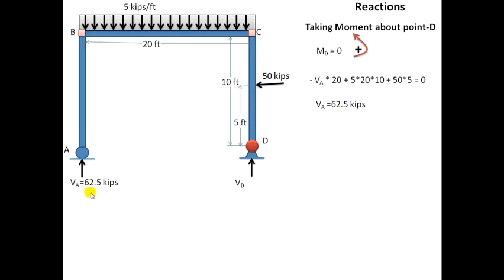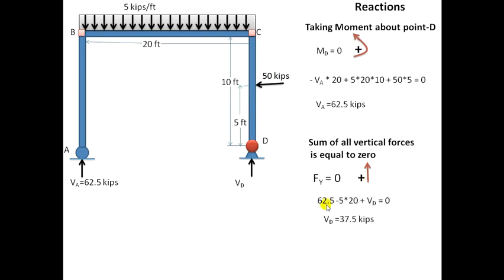Here VA is acting, and now I will get VD. The sum of all vertical forces equals 0. The upward force is taken as positive and downward as negative, and 62.5 is acting upward, 5 into 20 acting downward. Here I will not take the moment arm, because in the moment equation I applied the moment arm with the force. Here I will only take the force values. VD is acting upward, so in this equation I can find VD is equal to 37.5. This is how we can find the reactions.